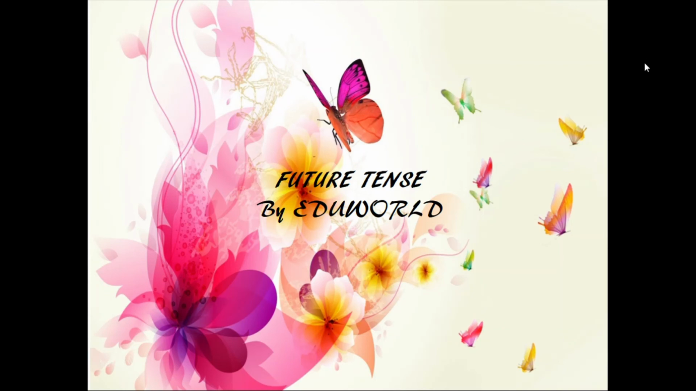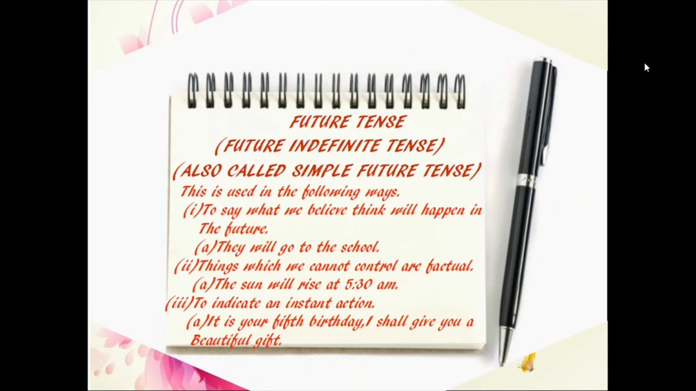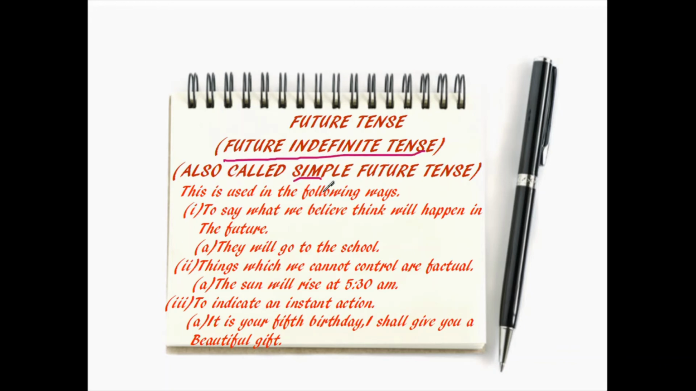So let's start, guys. Future tense has two names. Future tense is also called future indefinite tense or simple future tense. You can call it either way, but only these two names. Okay, guys, this tense is used in three ways, and I'm going to explain the three ways right now.